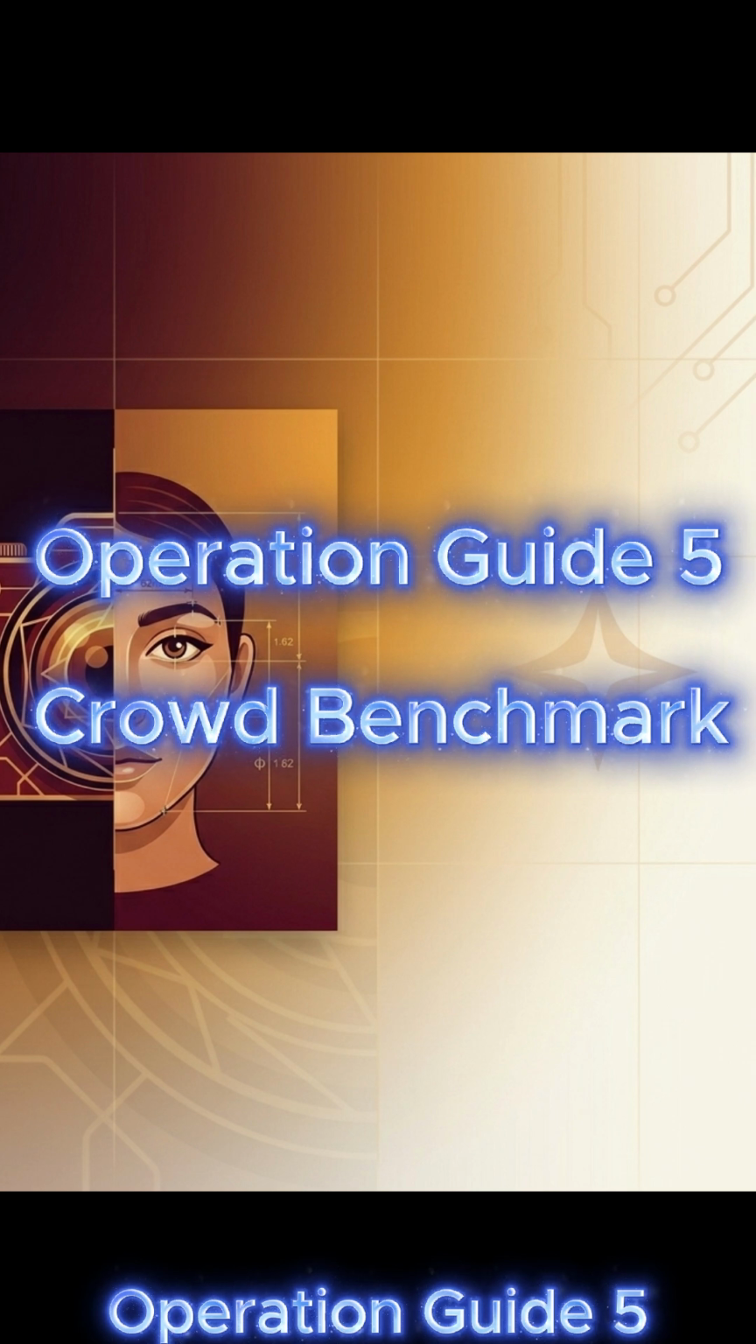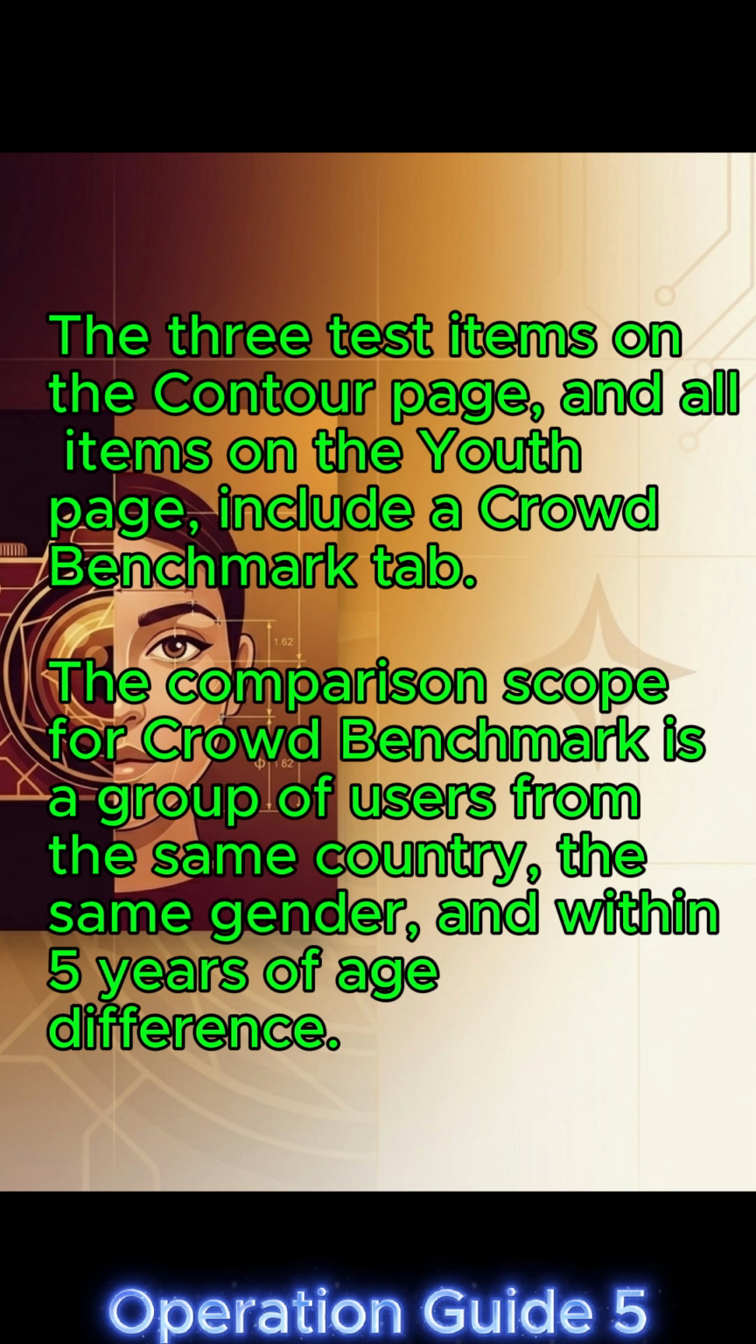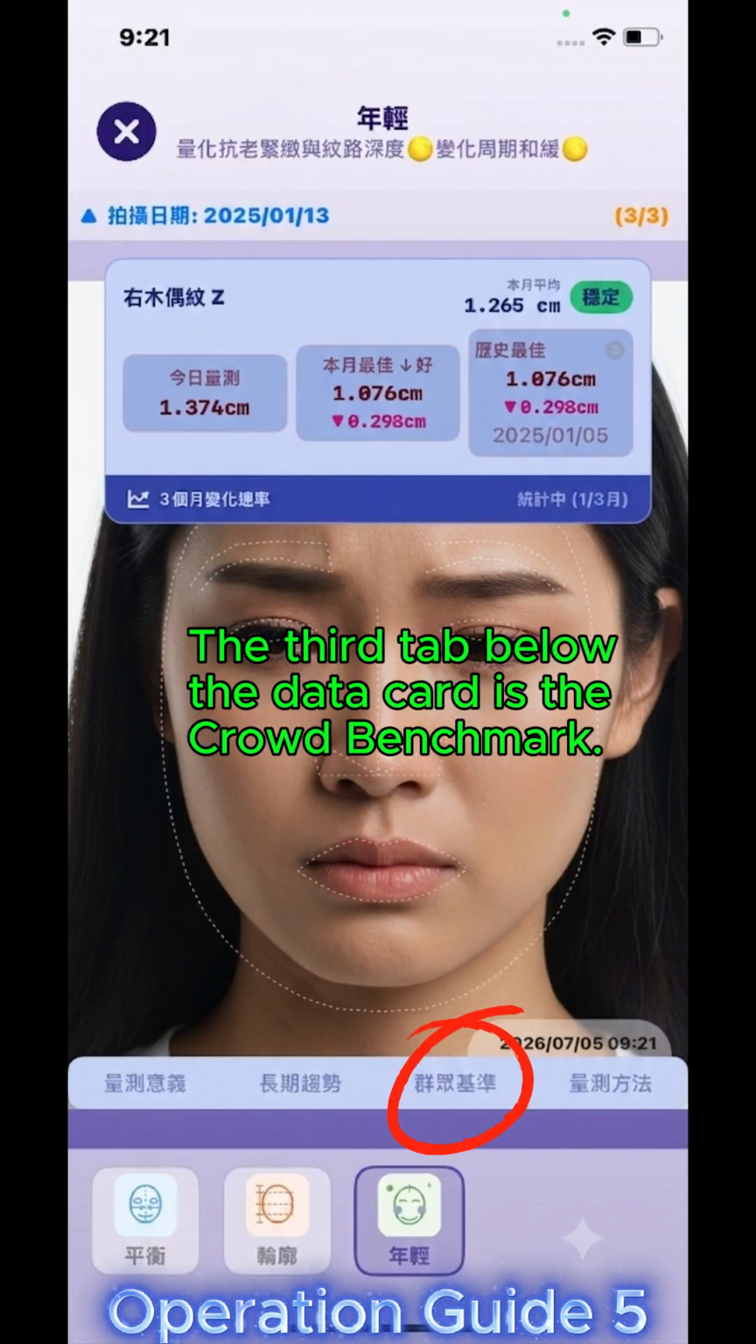Operation Guide 5. Crowd Benchmark. The 3 test items on the contour page and all items on the youth page include a crowd benchmark tab. The comparison scope for crowd benchmark is a group of users from the same country, the same gender, and within 5 years of age difference. The third tab below the data card is the crowd benchmark.